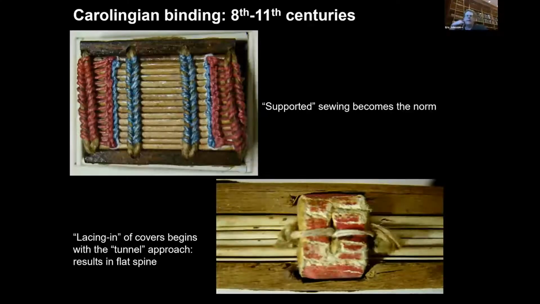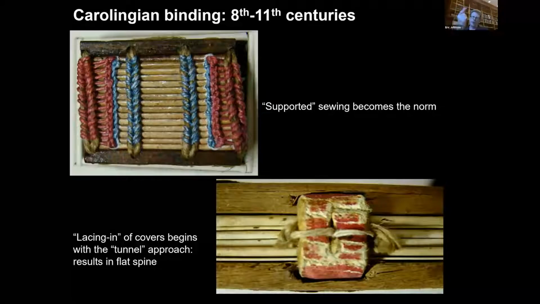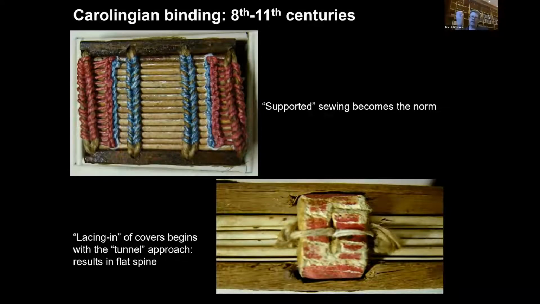When we get to Carolingian binding in the 8th through the 11th century, the big thing that happens here is the introduction of supported sewing. So it kind of reproduces in some ways the idea of what chain link stitching is, but it does so by incorporating cord or leather supports that the thread, as you work it through each quire, the centerfold of each quire, you're going to loop that thread around the support.